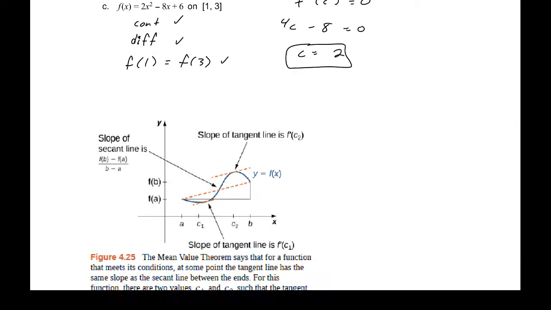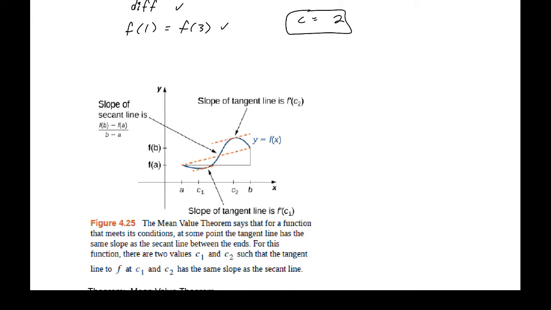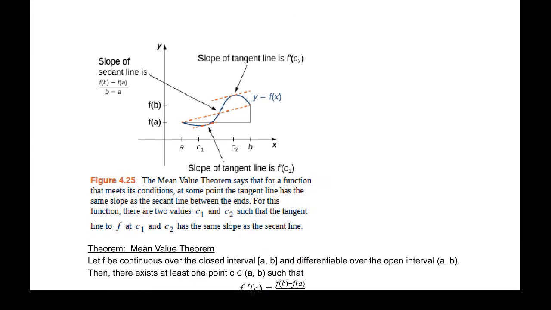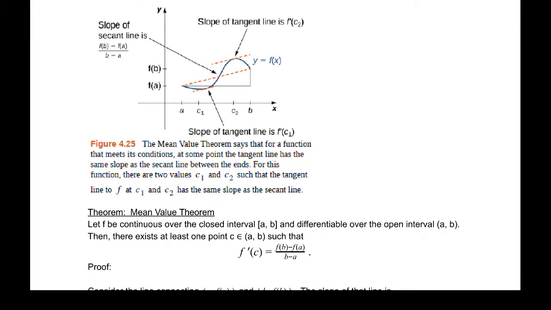Now, this diagram here is meant to tie into the next theorem, the mean value theorem, but I want to make a little bit of sense of the mean value theorem first. So, let f be continuous over the closed interval a to b and differentiable over the open interval a to b. Then there exists at least one point c in that interval such that f prime of c equals f of b minus f of a over b minus a.